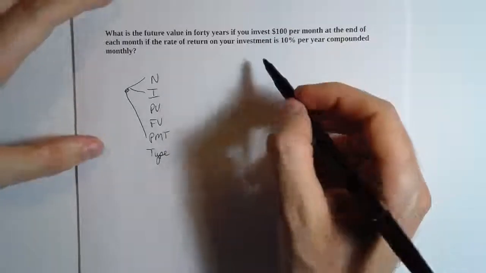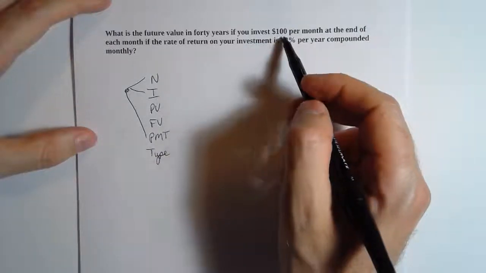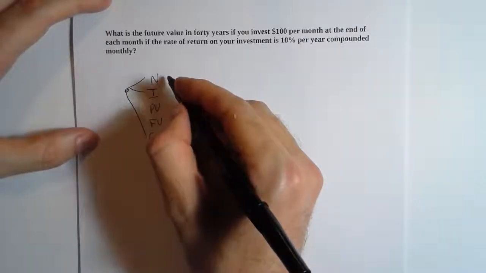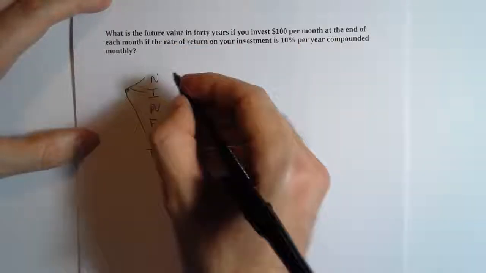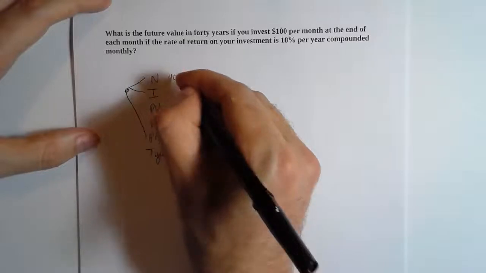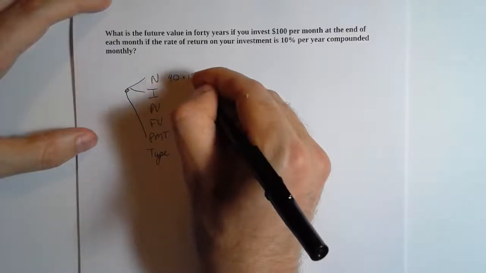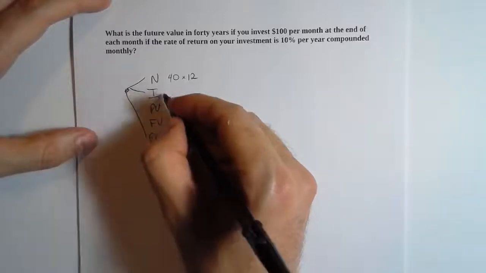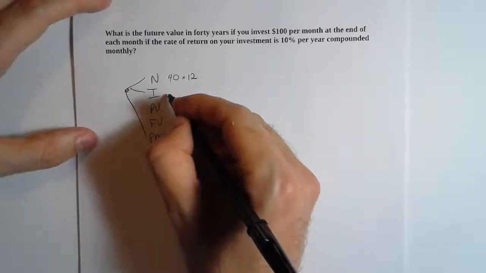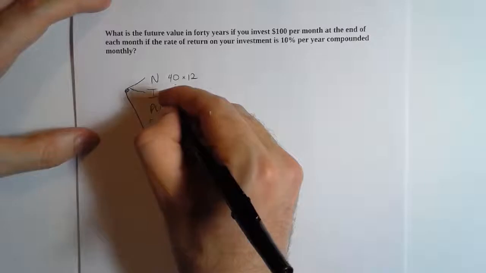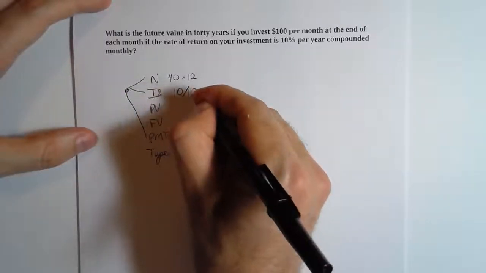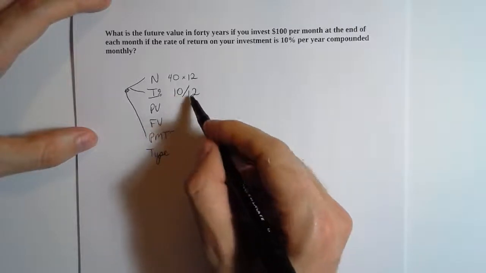Notice that we are investing $100 per month. So if it's $100 per month, N needs to be the number of months. If we're doing this for 40 years, there are 12 months per year, so we're going to do 40 times 12 for N. That means the interest rate needs to be the rate per month. Notice that it needs to be in percentage format, so we're going to take 10 divided by 12 to get the rate per month.